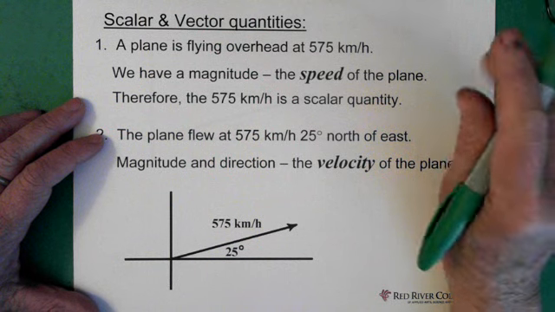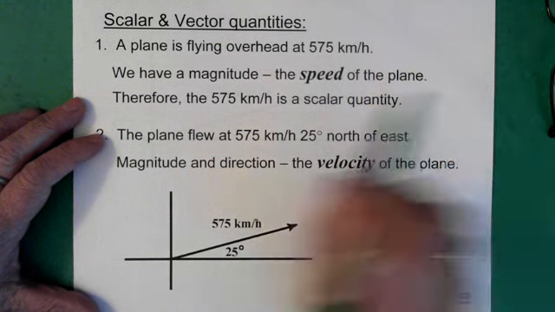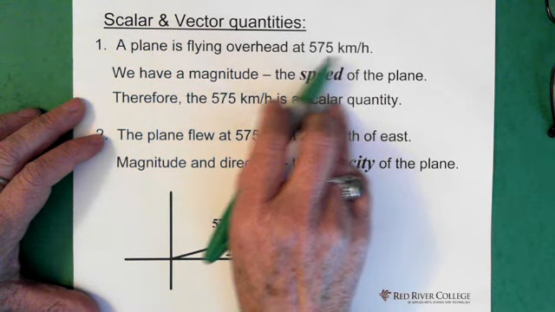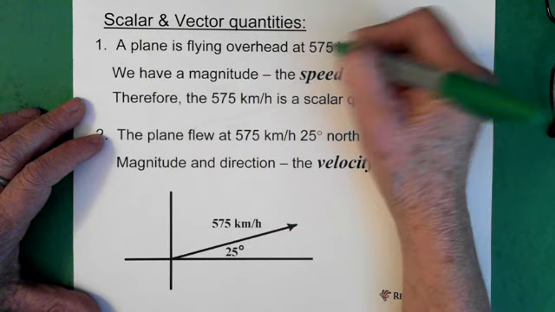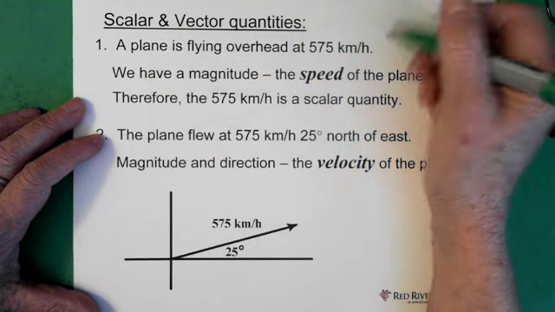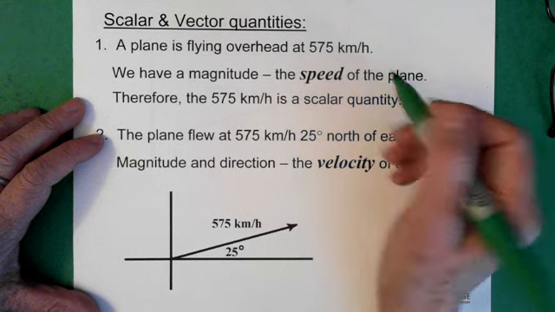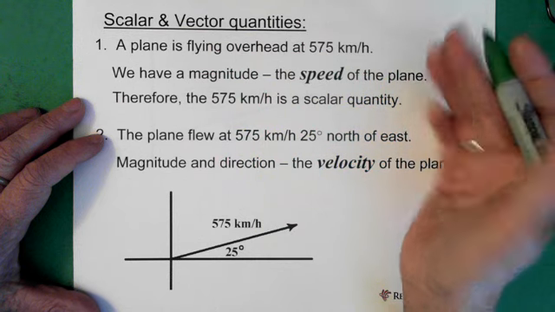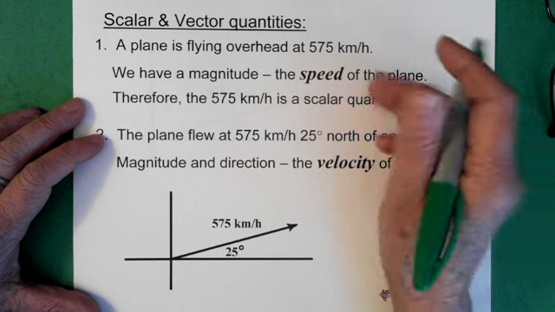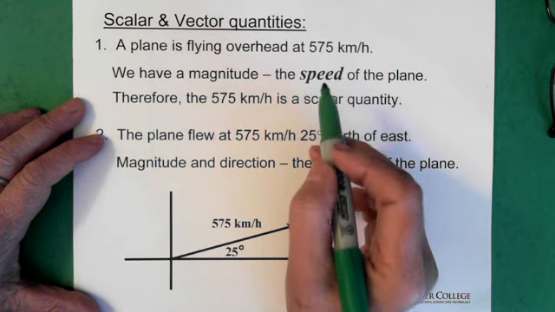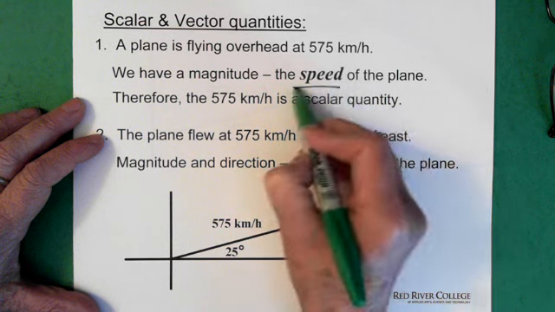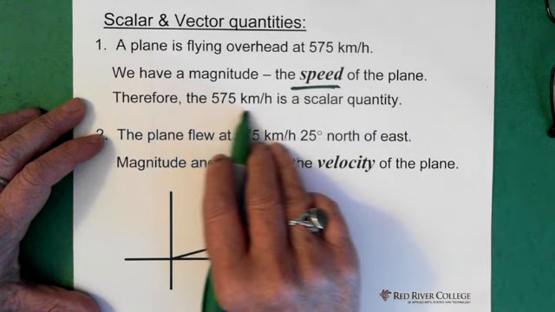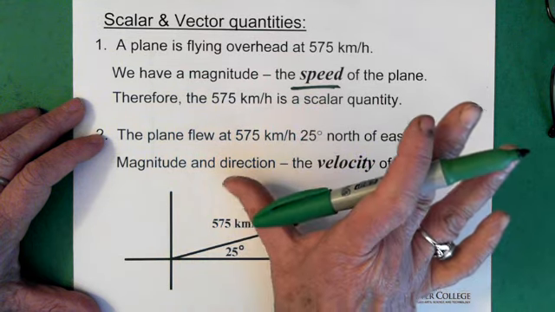Another example, talking about scalar and vector quantities. If we have a plane that's flying overhead, and we say a plane is flying overhead at 575 kilometers per hour, what we have here is the speed of the plane. We do not have direction, so this is a scalar quantity. It is called speed when it is simply the magnitude. And the 575 kilometers per hour is simply a scalar quantity.